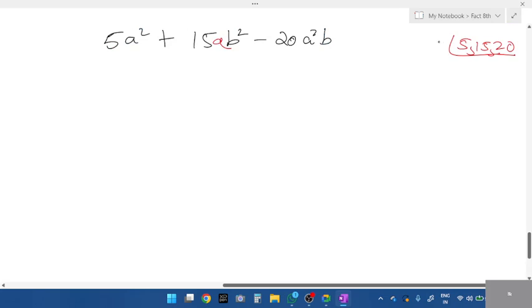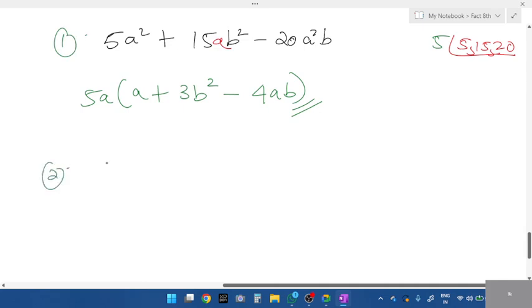So if you take 5, 10, 15, 5 is common. If I take 5 and what is common? A is common. What's the remainder? If you divide, you get a plus 3b square minus 4ab, right? Usually this is how we solve when three terms are given. This is one type, the first type.